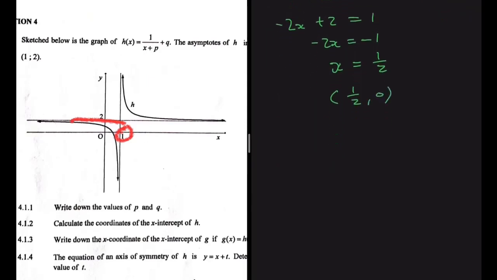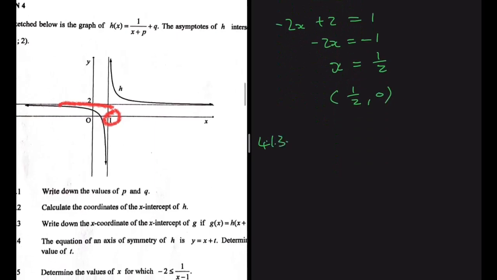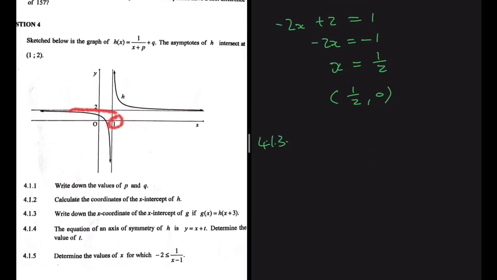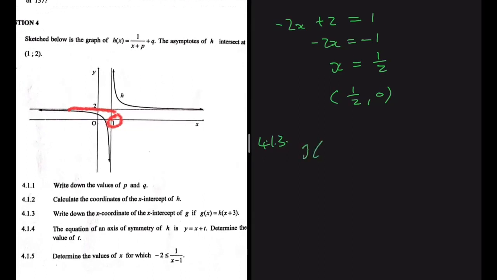Let's do 4.1.3. It says let's write down the x coordinate of the x-intercept of g. If g of x is equal to h of x plus 3, let's understand what g of x is doing to h of x. G of x is moving h of x 3 units to the left. If we have plus 3, we're moving 3 units to the left. If we have minus, we're moving 3 units to the right. It's counterintuitive, I know, but it is what it is. So for g of x, you just move h of x 3 units to the left.